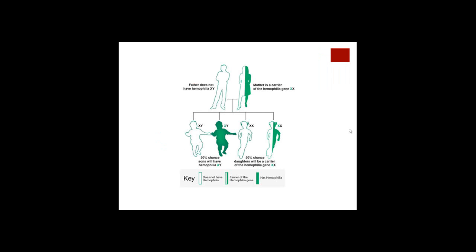Let's flip over. This is actually a kind of Venn diagram, showing what will happen if father does not have hemophilia, but mom is a carrier of the hemophilia. So 50% chance that the son will have hemophilia, and 50% chance the daughters will be a carrier of hemophilia.